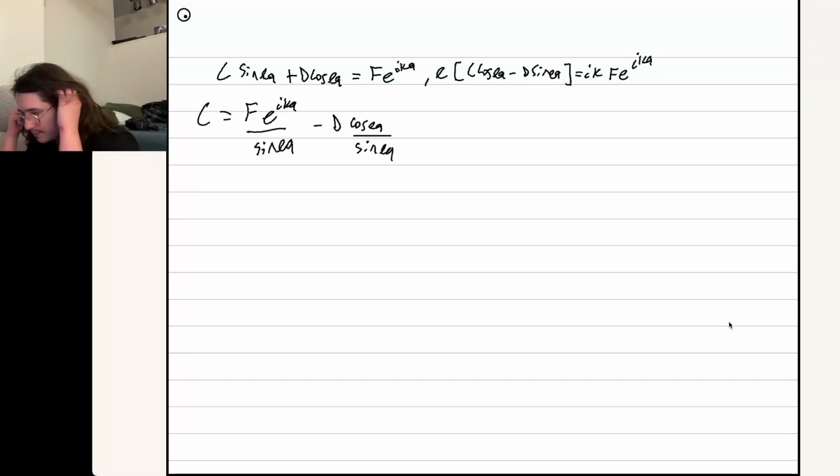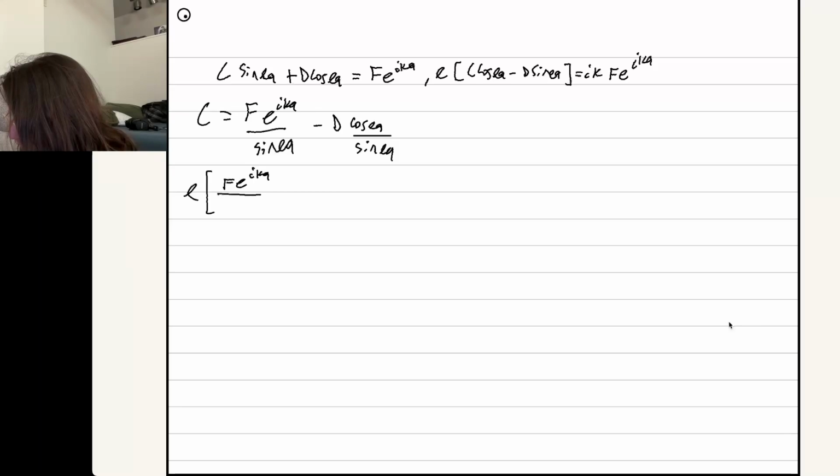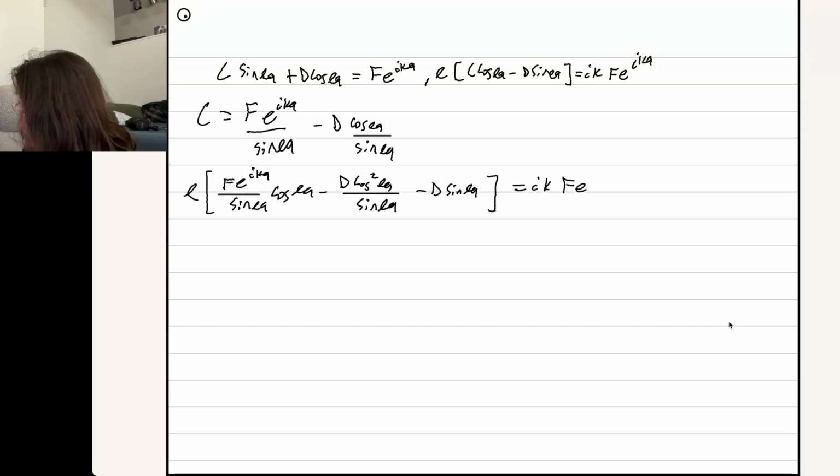And what we're going to do is plug this expression for C into the other equation that we started with. So we have L times F e to the ika over sine La times cosine La, minus D cosine squared La all over sine La, minus D sine La, equals ikF e to the ika.